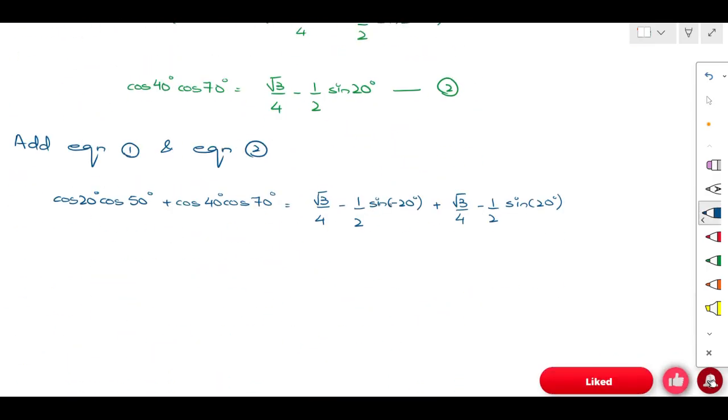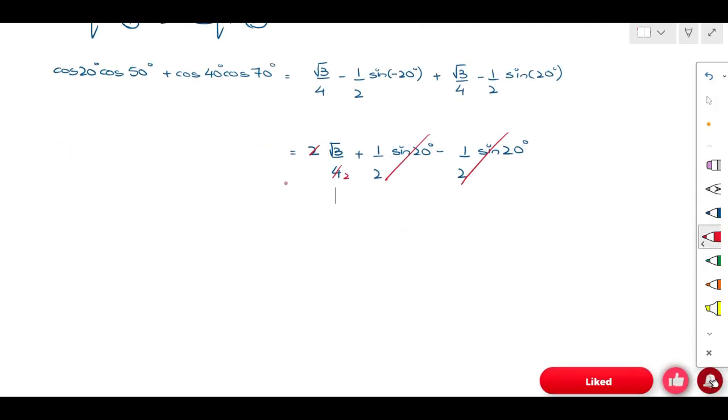All right, so we know that sine is an odd function. It does not absorb the negative sign, so the negative sign is outside. This is root 3 by 4 plus root 3 by 4, there are 2 times root 3 by 4. And negative times negative is positive, 1 by 2 sine 20 degrees, and here we have negative of 1 by 2 sine 20 degrees. So with the positive and with the negative, both are cancelled out. Okay, 2 times 4 is 4 in the denominator. Now you will get this expression, that this is equal to square root of 3 divided by 2.